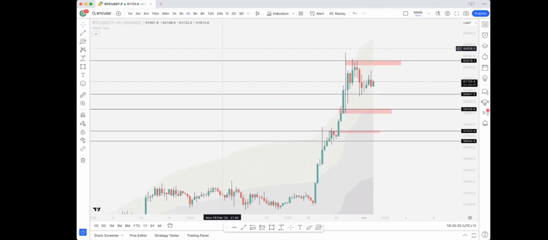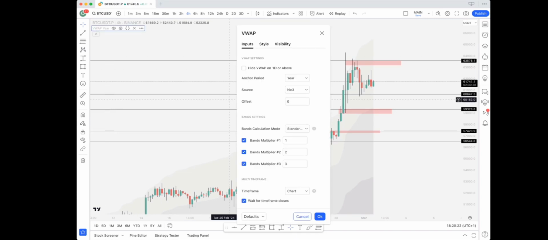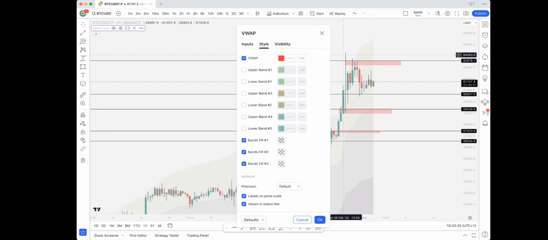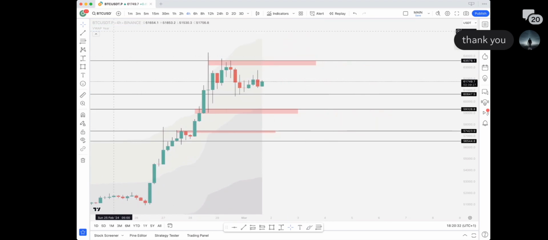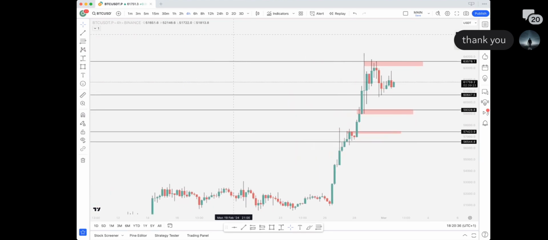I'm late. How do you show deviations on the chart? You just go to VWAP here and you turn on the band multipliers. And make sure you're on standard deviation, not percentage. Standard deviation, turn on 1, 2, 3, and style them however you want. Yeah. So, just based on that, we've marked out some pretty significant levels.